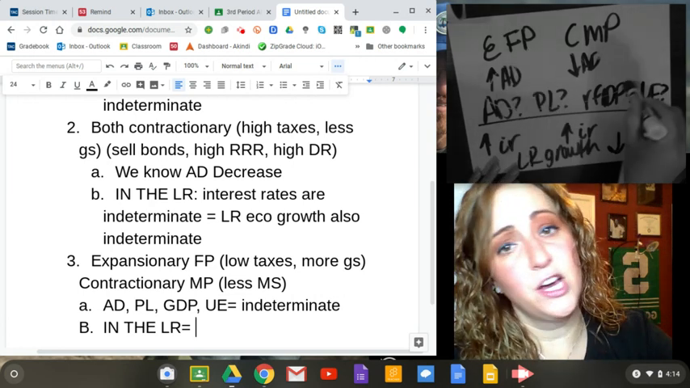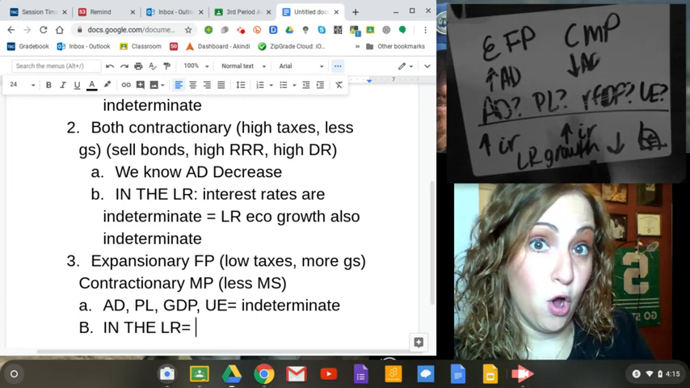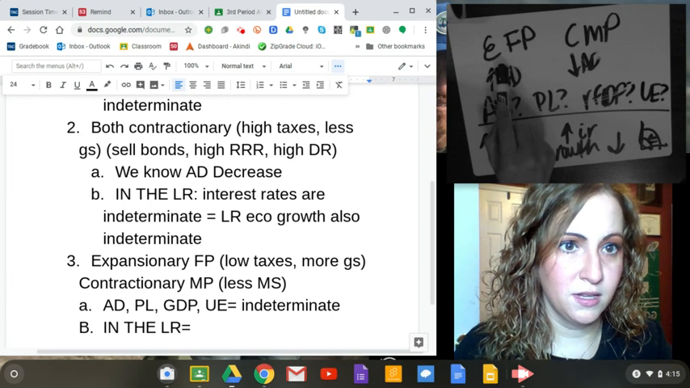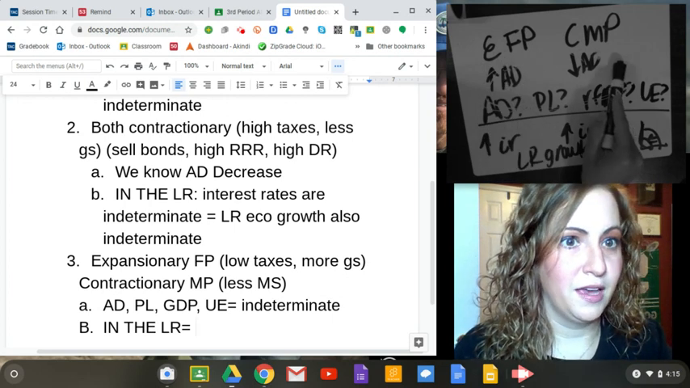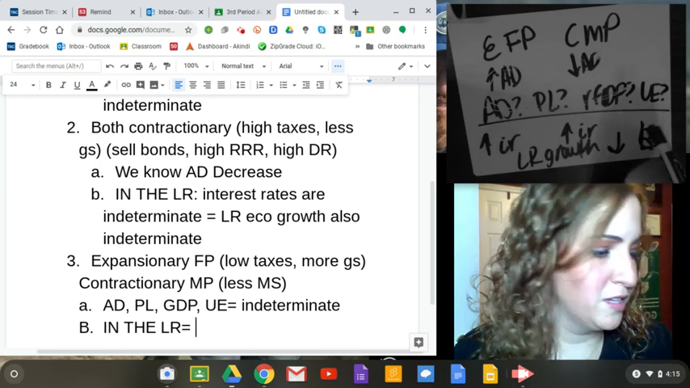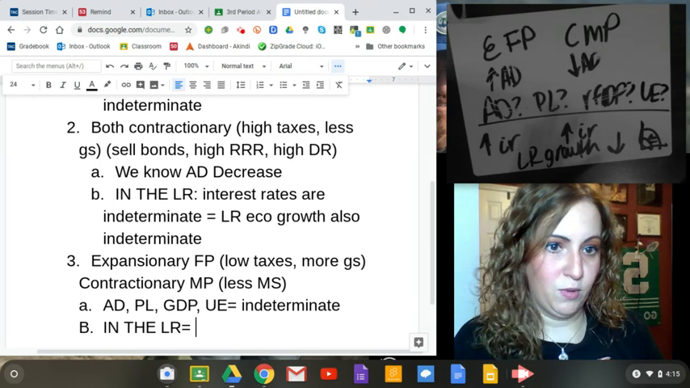I have no idea what's going to happen in the short run, but I know the economy is going to shrink in the long run. So if you have low taxes and the selling of bonds by the Federal Reserve, this is a bad future, and I don't want to live in this economy.